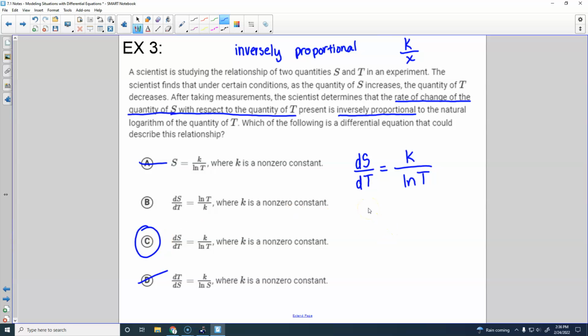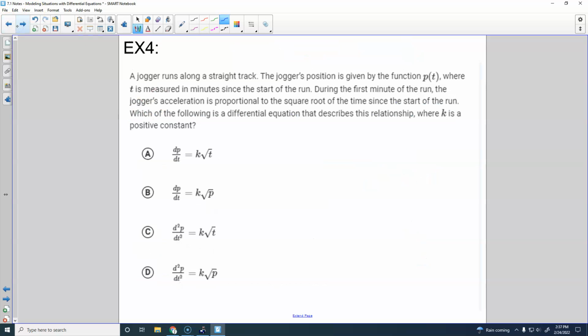So when it's inversely proportional, will it always be K over those? Yes. Unless you end up with K over, for some reason, 1 over X. And then you have to do dividing fractions, easy as pi: flip the second and multiply. But I don't think they'll do that to you. I hope not.